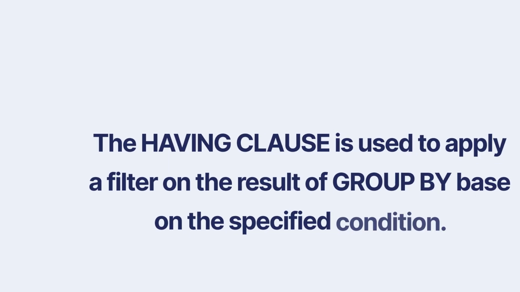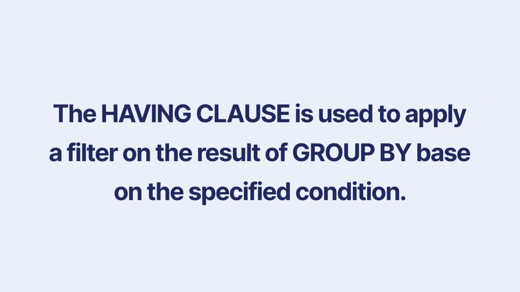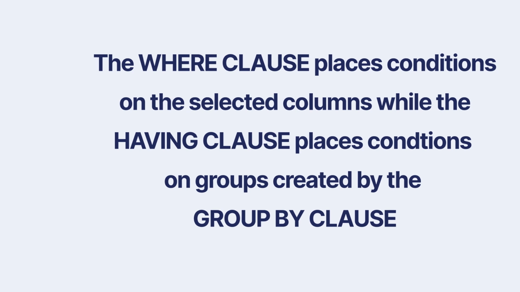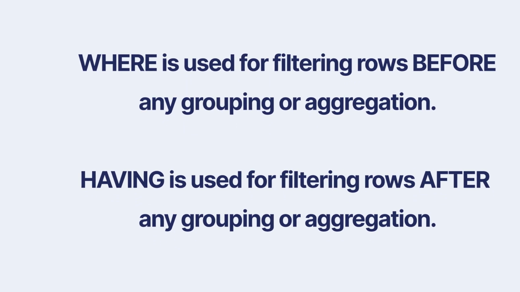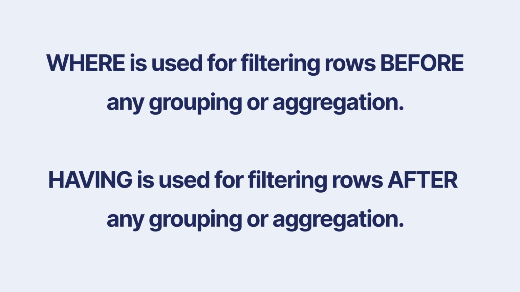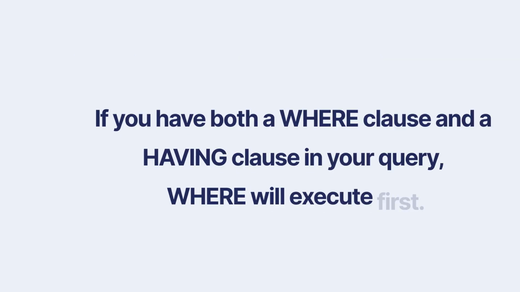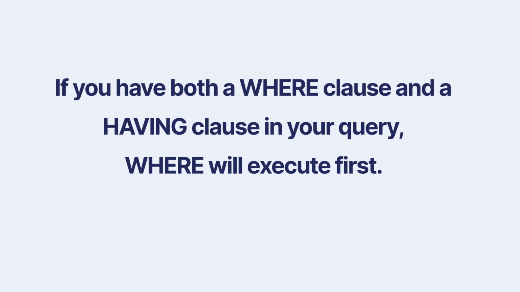First, let's talk about having. The having clause is used to apply a filter on the result of group by based on a specific condition. The where clause places conditions on the selected columns, while the having clause places conditions on groups created by the group by clause. So where is used for filtering rows before any grouping or aggregation. If you have both a where clause and a having clause in your query, where will execute first.